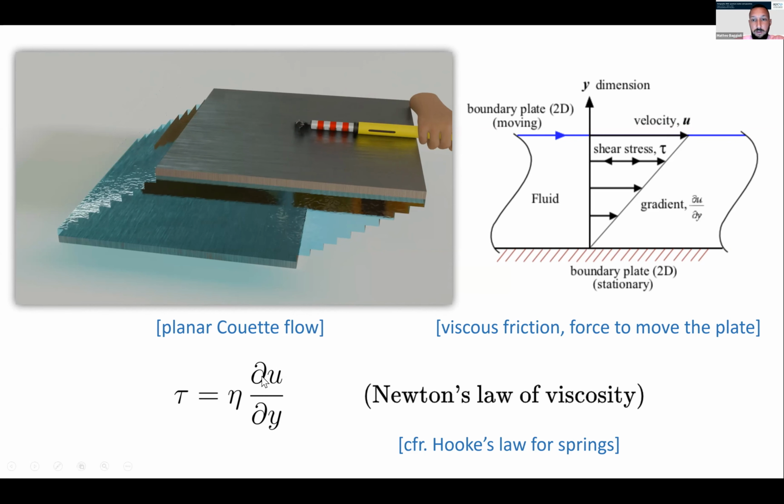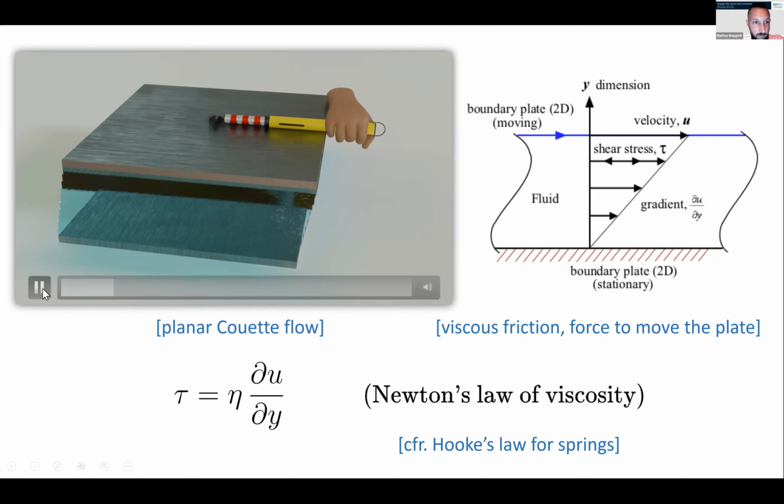and a resulting force or stress, which is given by the formula. As a clear analogy, you can think about the elastic Hooke's law for springs. The only difference is that here, the stress is not proportional to the deformation itself, but it's proportional to the shear rate. So it's a rate of deformation. Now, let me stop the video.